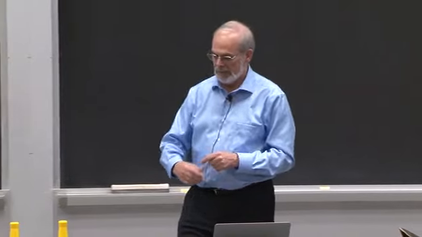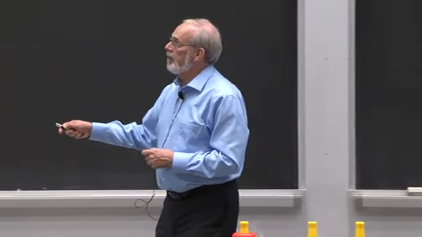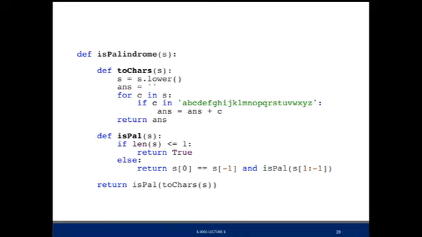Okay. How would I write it? I'm going to create a procedure up here, is palindrome. I'm going to have inside of it 2 internal procedures that do the work for me. The first one is simply going to reduce this to all lowercase with no spaces. And notice what I can do.